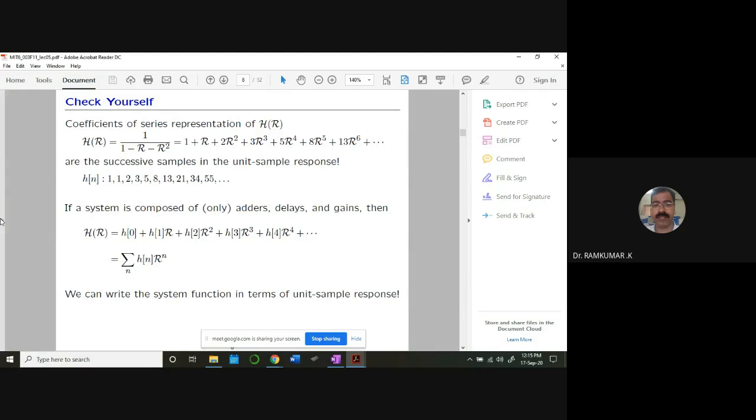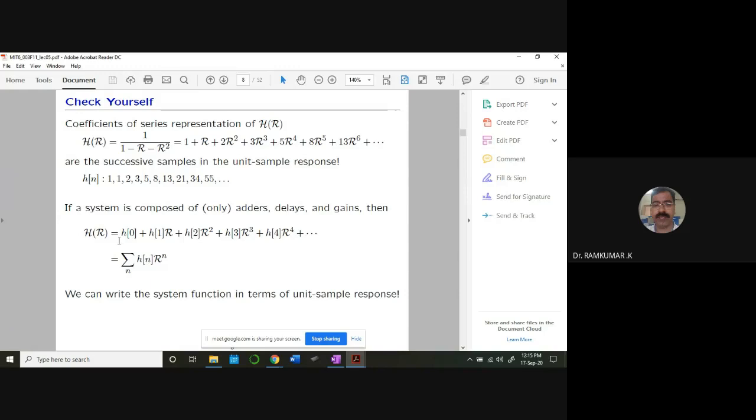If the system is composed of adders and delays and gains, then I can write the successive samples as h of 0, h of 1 into r, h of 2 r square, h of 3 r cube, like that. Then in that case, I can write it as h of n r power n. So this is the key idea I said in the last class.